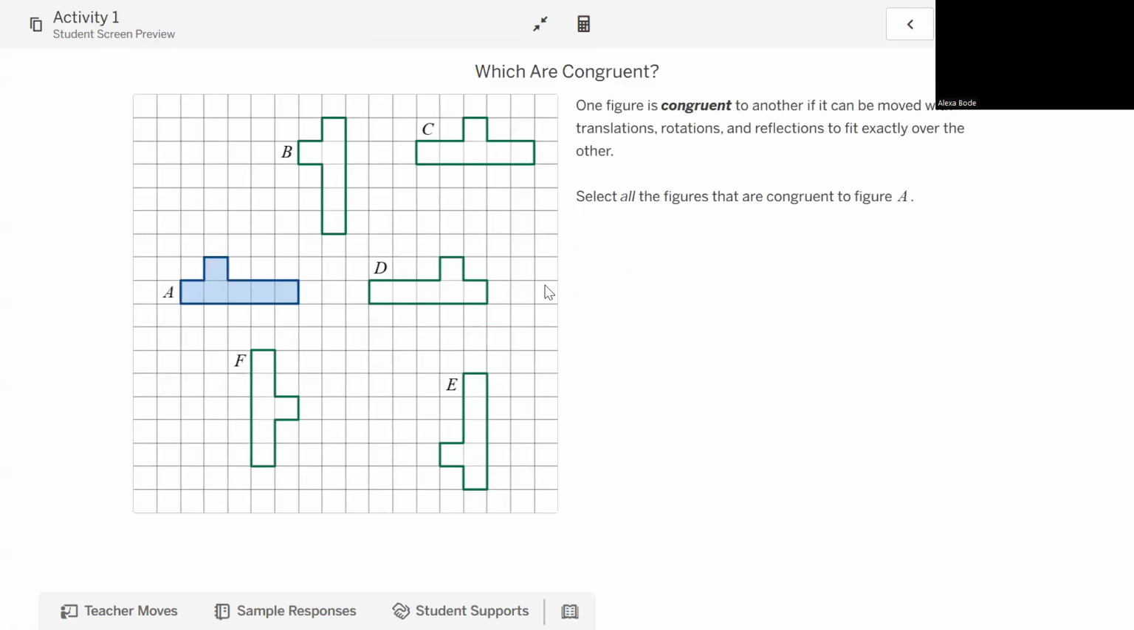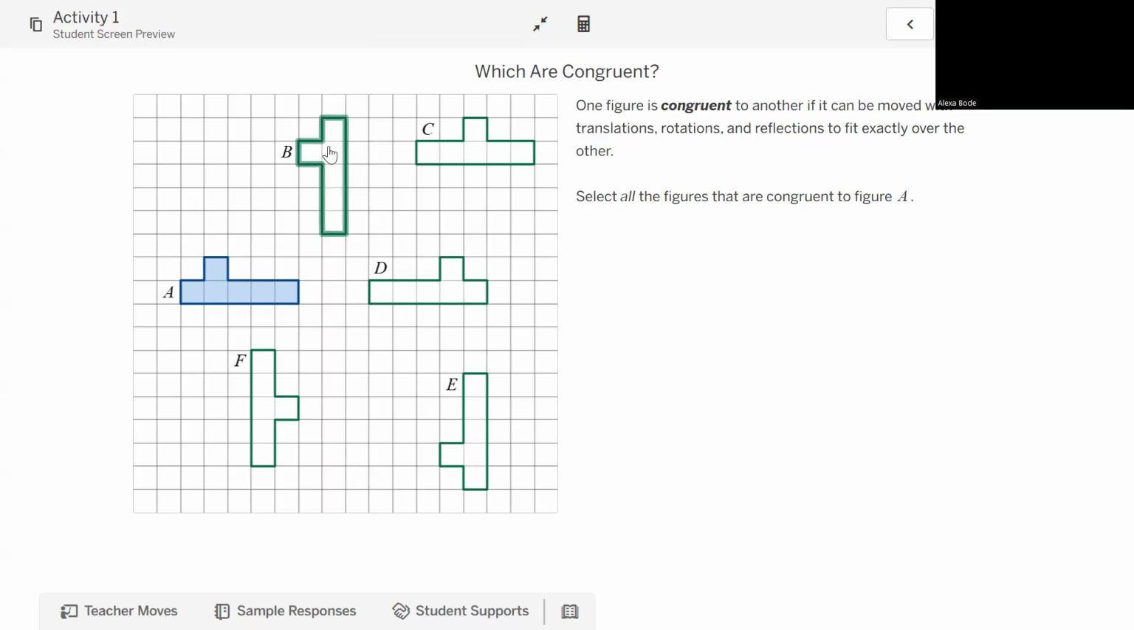Okay, number 3 here. One figure is congruent to another if it can be moved with translations, rotations, and reflections to fit exactly over the other. Select all figures that are congruent to figure A. Okay, so notice that all of these, every single one of them, have the same area and the same perimeter. But you cannot match all of them up using the 3 types of transformations.